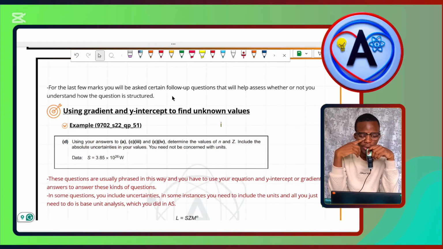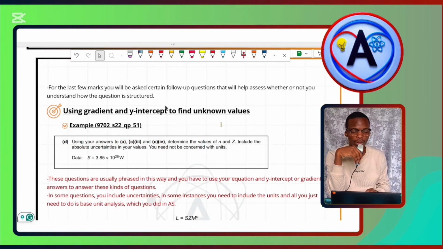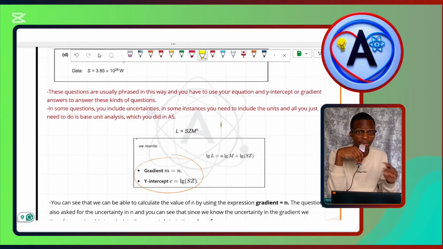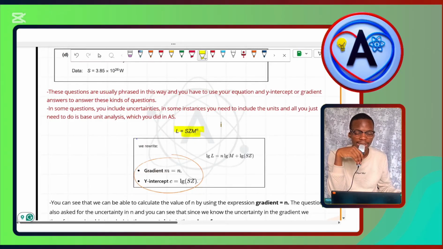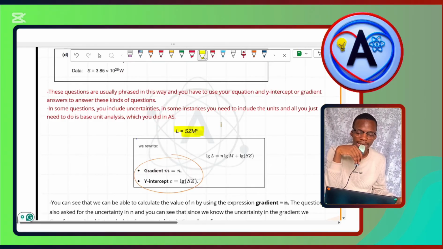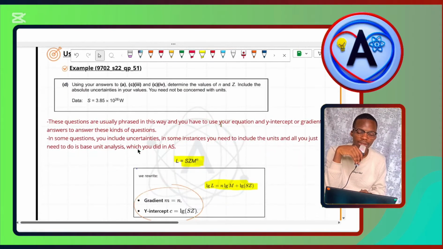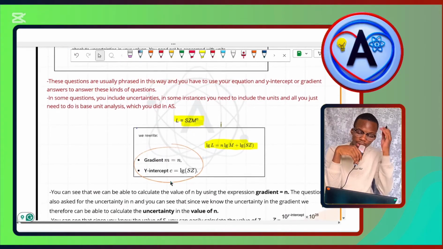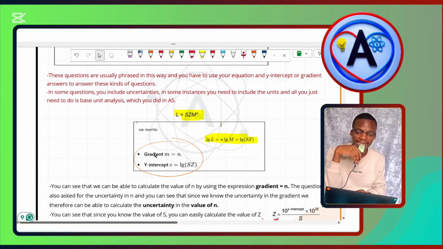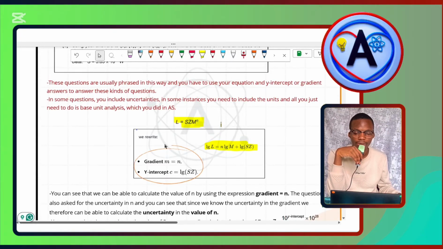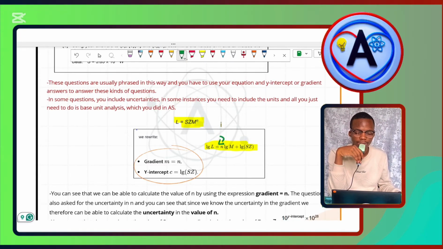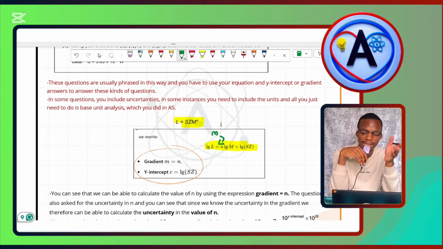In that example, we're given S as 3.85 times 10 to the power of 26, and it asks us to determine the values of N and Z. We already knew that L is equal to SZ. So for example, if you didn't know, this was L is equal to SZM to the power of N, and in part A, we had found this equation, right? So now they're asking us to find N and to find the y-intercept. So what you're then doing is basically to find Z and N. The gradient itself, this is the gradient, is going to be M, right? So the gradient is M, and its uncertainty is the uncertainty of the gradient, right?